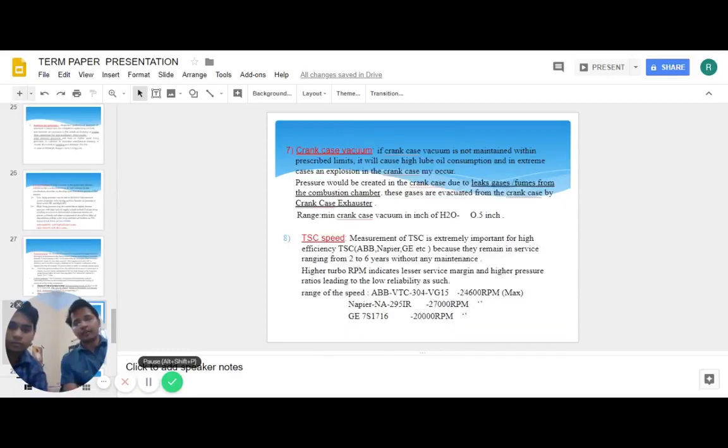The minimum crankcase vacuum in inches of water should be 0.5 inches. The turbo supercharger speed is of extreme importance to measure because they remain in service ranging between 6 to 2 years without any maintenance. Higher turbo RPM indicates lesser service margin and higher pressure ratios, leading to lower reliability.